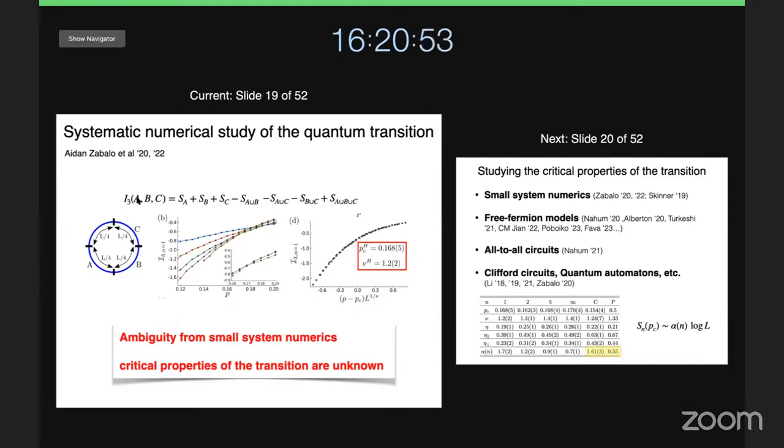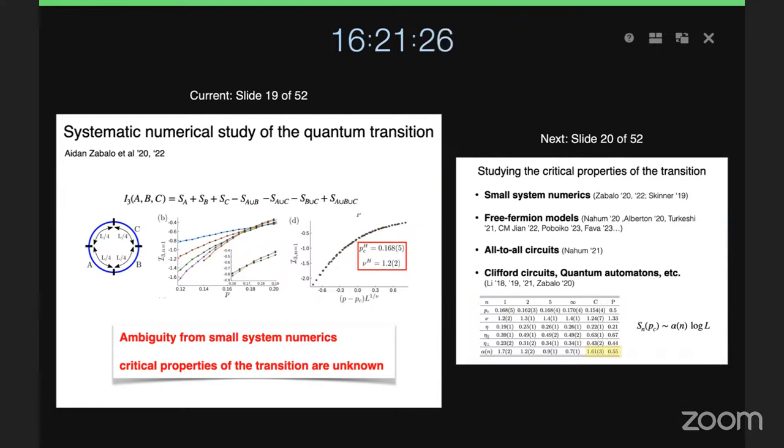And the idea is that by carefully adding and subtracting entropies of different regions, you can cancel out boundary terms. And then instead of having this kind of growth at the critical point like the lobe, you have a crossing like a Binder cumulant, and you can see that they predict a completely different value for the critical point. So it's 0.17 more or less, and the critical exponent is closer to percolation. Again, small system numerics, what can we say?